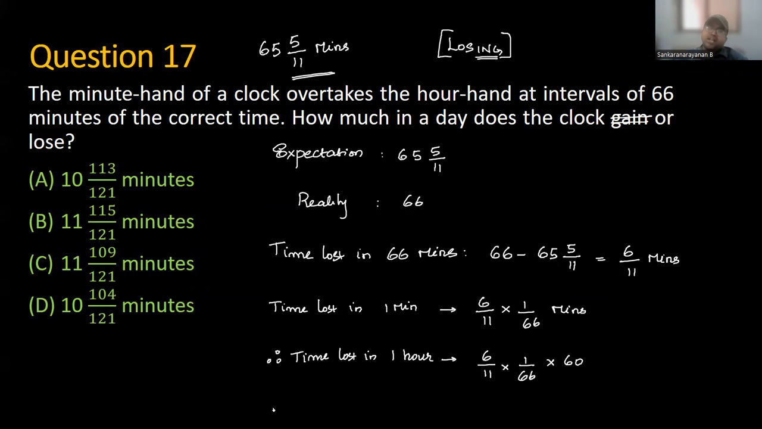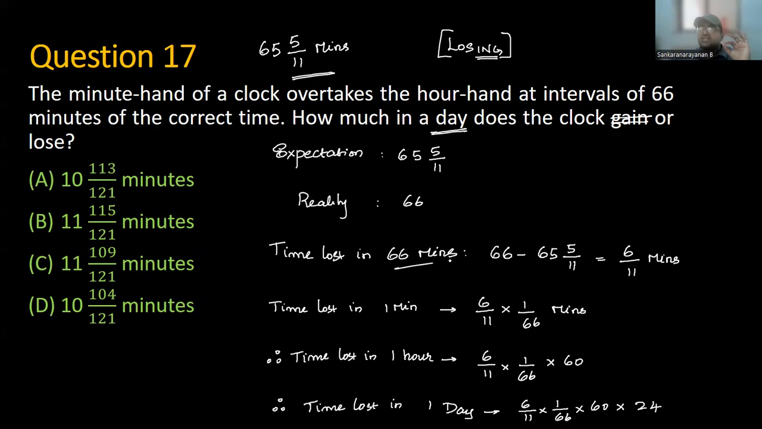Got it? Finally, the question is how much time in a day the clock lost. I can say that the time lost in 1 day will be nothing but 6 by 11 into 1 by 66 into 60. This is the time lost in 1 hour; into 24 I have to do because 1 day consists of 24 hours. Got it? So it all starts here.